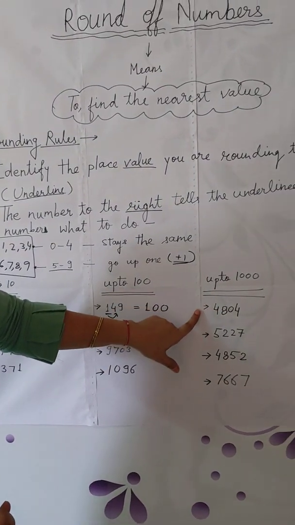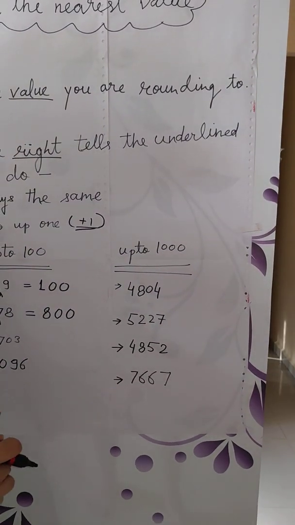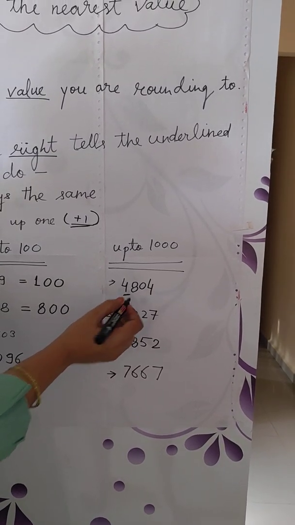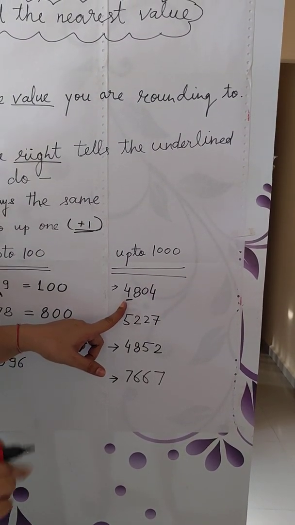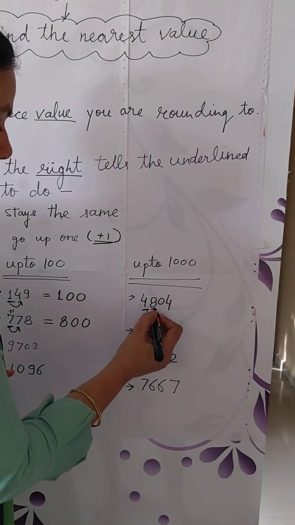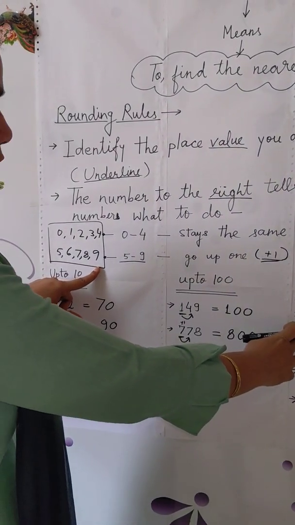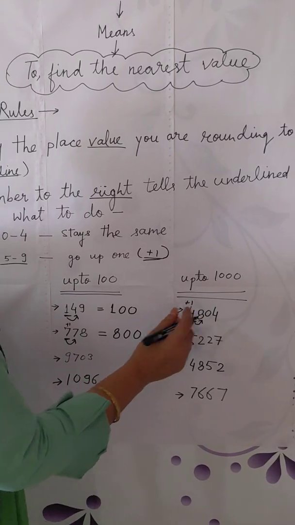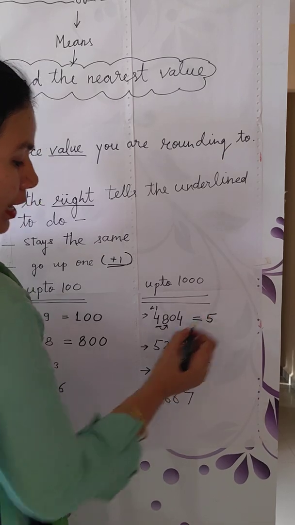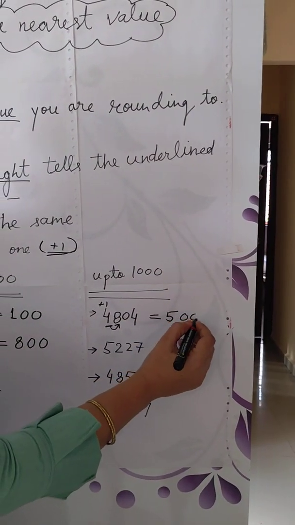Now come on, up to the thousands place. You have to round off this number up to the thousands place. So just see where the thousands place is. 4 is in the thousands place. So first underline it. Now check the digit just to the right of the 4, that is 8. 8 again comes in the second group. So what will you do? You will add 1 here, 4 plus 1 is 5. And in the place of hundreds, tens and ones, we will write 0.